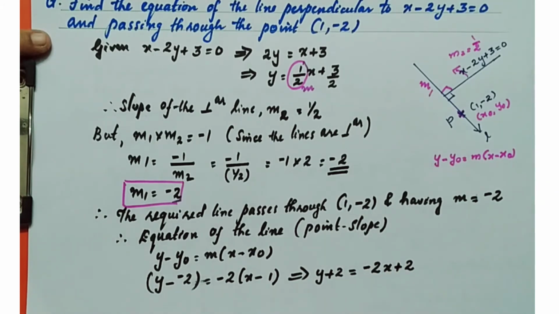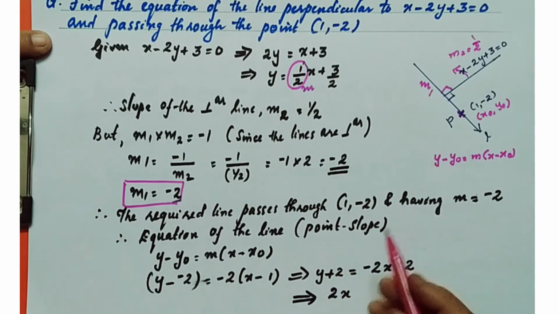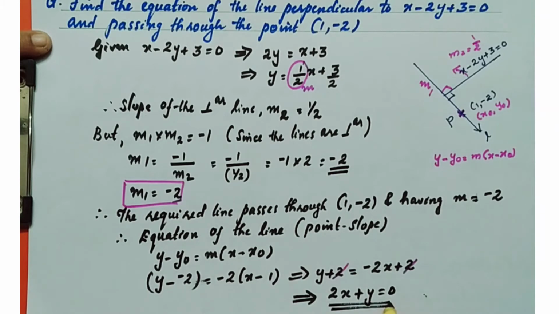Or arranging it in the standard form, minus 2x comes to the left side and becomes plus 2x. These two 2's get cancelled. So you get 2x plus y equal to 0, which is the equation of the required line, which is perpendicular to x minus 2y plus 3 equal to 0 and passes through the point 1, minus 2.